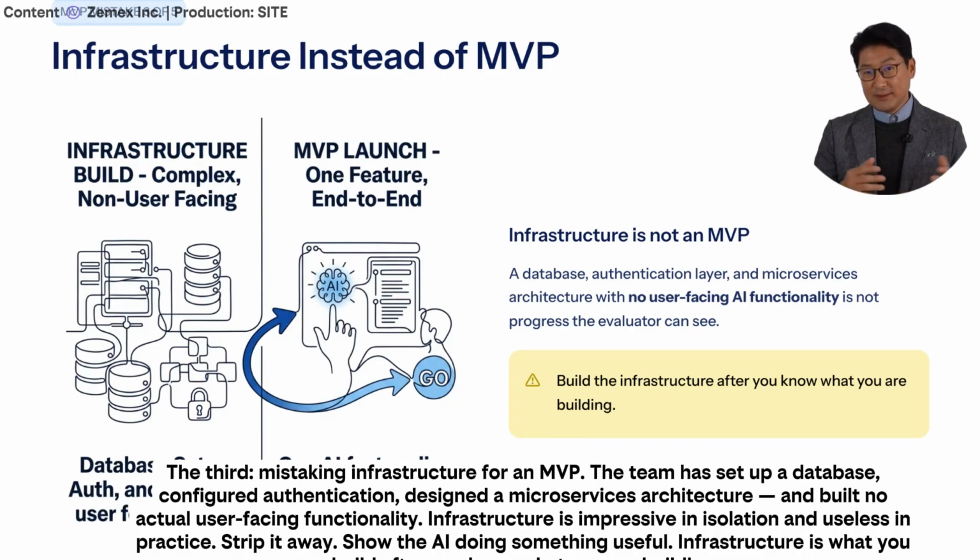The third, mistaking infrastructure for an MVP. The team has set up a database, configured authentication, designed a microservices architecture, and built no actual user-facing functionality. Infrastructure is impressive in isolation and useless in practice. Strip it away, show the AI doing something useful. Infrastructure is what you build after you know what you are building.